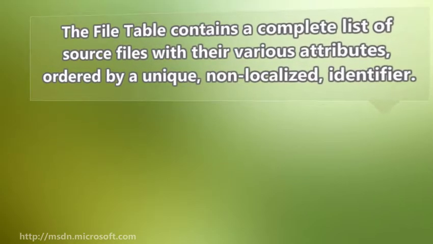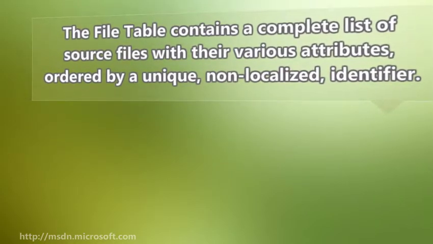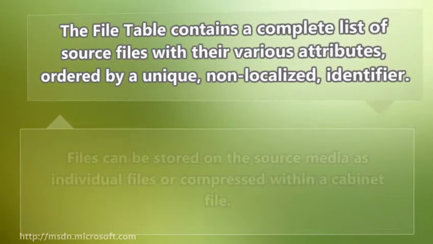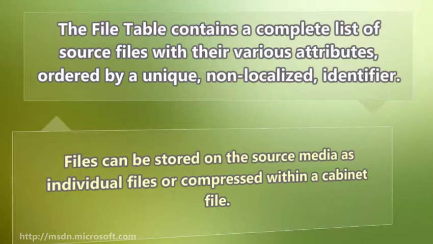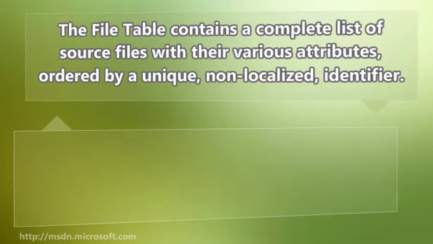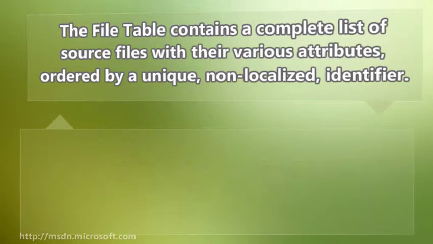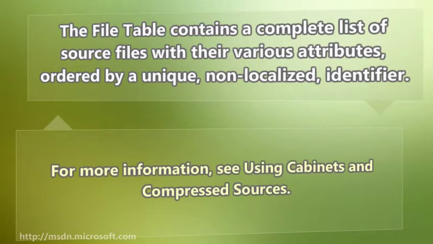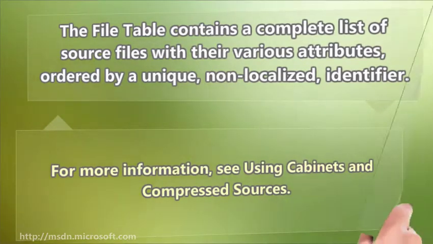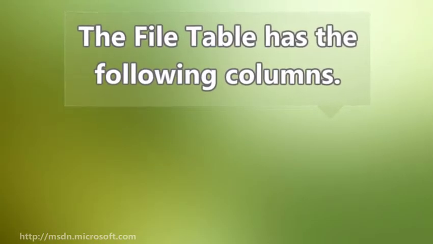The File table contains a complete list of source files with their various attributes, ordered by a unique, non-localized identifier. Files can be stored on the source media as individual files or compressed within a cabinet file. For more information, see Using Cabinets and Compressed Sources. The File table has the following columns.